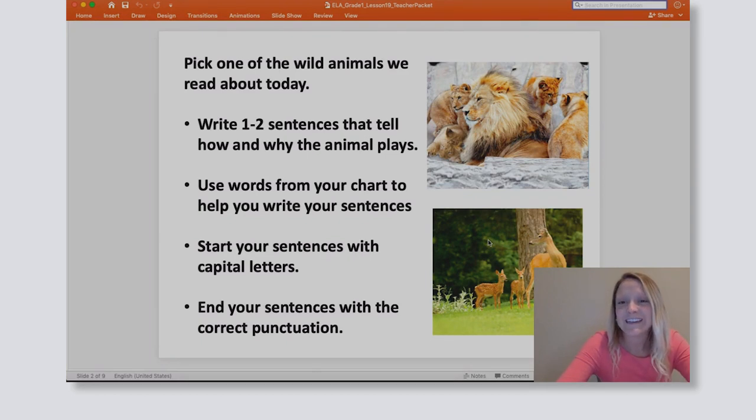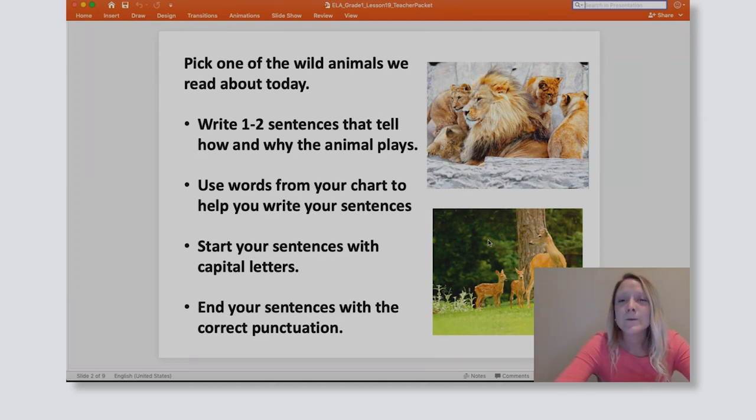Before we get started, you're going to need a few things to participate fully, boys and girls. You'll need 2 pieces of paper, a pencil, and a surface to write on. And if you were with us last time, you can go ahead and get your graphic organizer that we made together. And boys and girls, you can find a student packet for this lesson, which will be ELA Grade 1, Lesson 19, on our website, www.tn.gov/education. Okay, boys and girls, let's go ahead and get started.